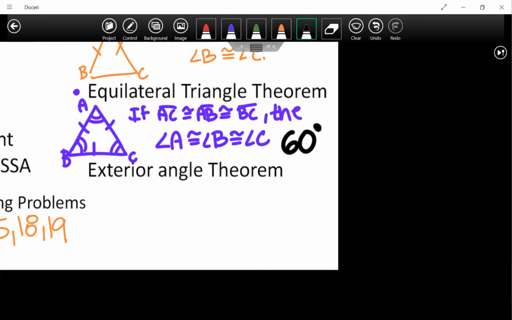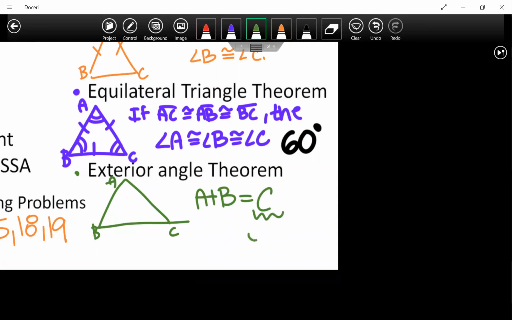Exterior angle theorem. The final one for this one would be that the exterior angle, so if I give you a triangle like that, this would be A, B, C. A plus B, the two interior angles, is equal to the exterior angle C, which is exterior.